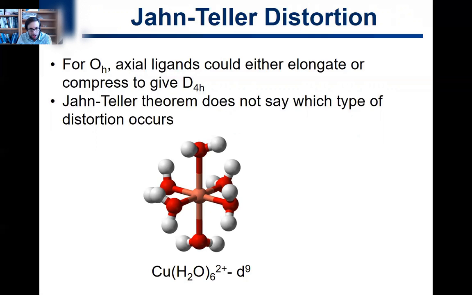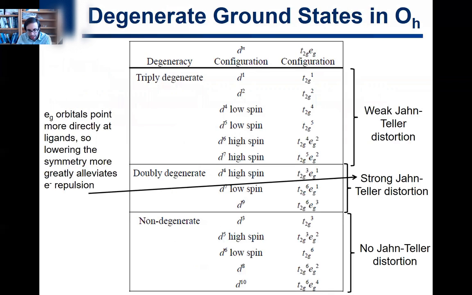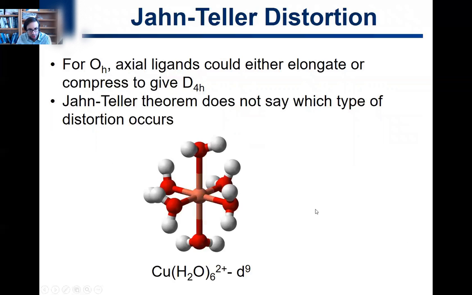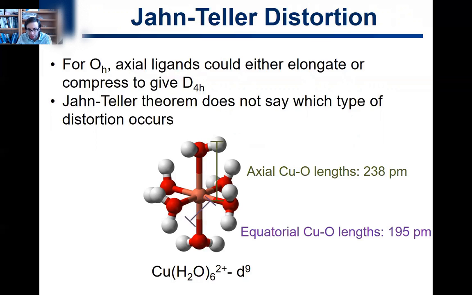An example of a very common complex with strong Jahn-Teller distortion is a d9. Again, d9 has a doubly degenerate eg electron configuration, so that's why it gives rise to strong distortion. It's this copper(II) hexaaqua complex. And you can see that in this case you have elongation. And so the axial ligands are much longer than the equatorial ligands, okay?